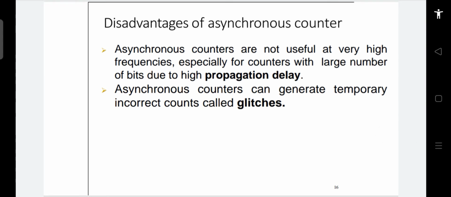Now let's discuss the disadvantages of asynchronous counters. I have already told you that they have two problems. Basically they are slow, but they are easy to design, because we know how to connect this circuit and how to draw the reset circuit also. That is very simple, not difficult at all. But these circuits can become too slow because sometimes the propagation delay is too large. So asynchronous counters are not useful at very high frequencies.